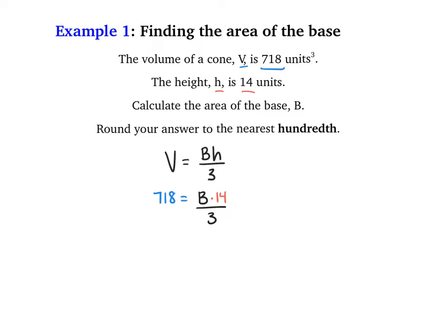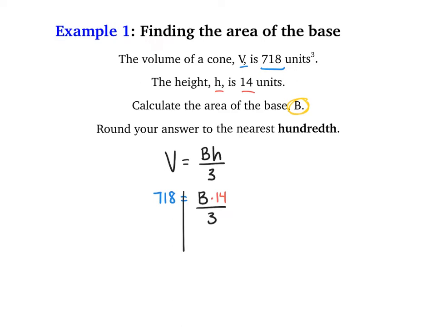Notice for this problem, I left it as capital B instead of putting in the pi r squared in its place. The reason I did that is because that's what I'm looking for. I'm looking for the overall area of the base, not the radius, which we'll see later. So for now, I'm going to leave it as capital B. Now that I only have one variable in all of this, I'm able to solve by working backwards.